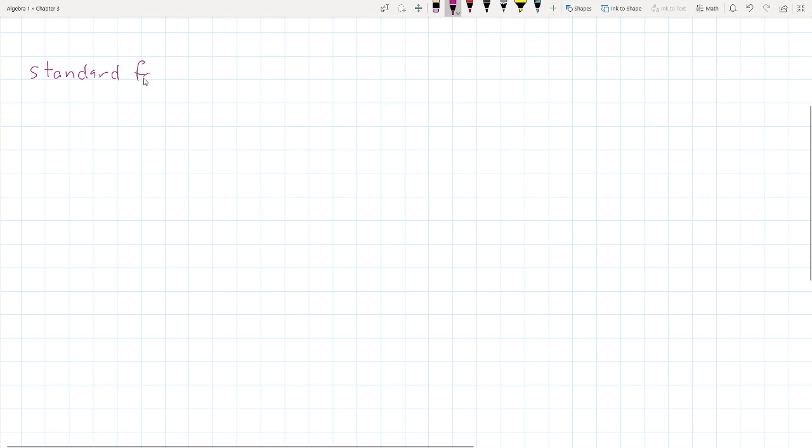What is standard form? Standard form has an appearance of ax plus by equals c. The kind of big thing with this is there are no fractions, and a must be positive.